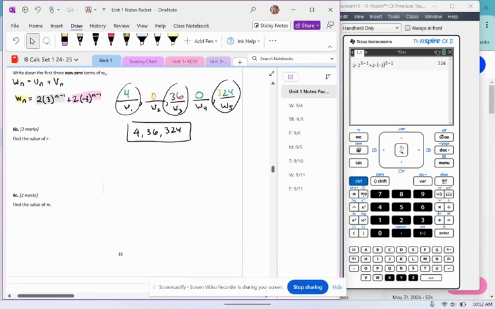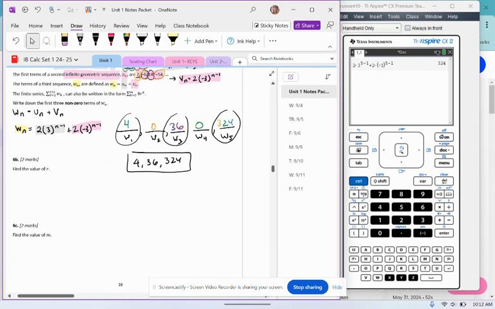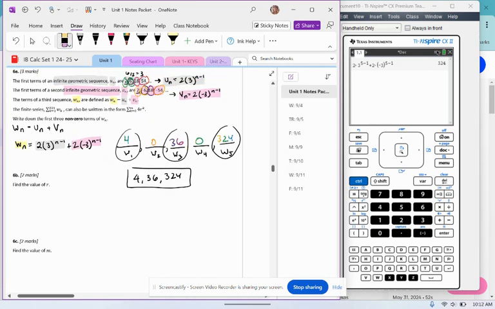And now B says find the value of R. So let's locate R in the question. Let's locate R in the question. I'm going to erase, oops.